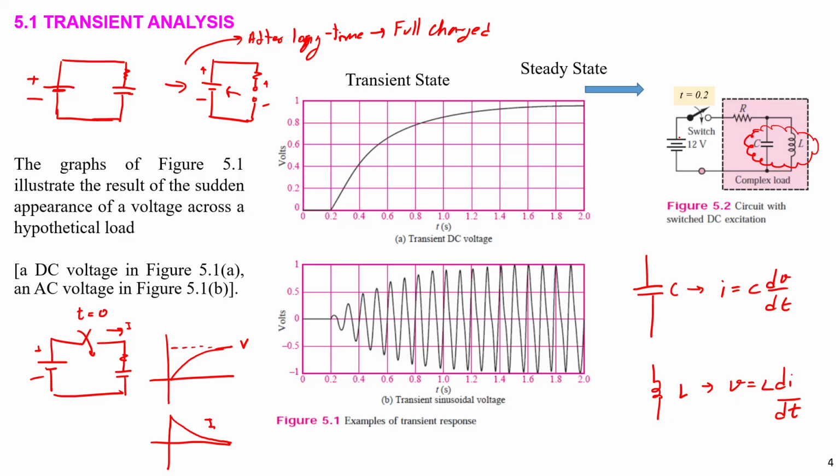If this source is AC, we get this graph, right? This type of graph. This is the transient state, and this is the steady state. Transient state and steady state.